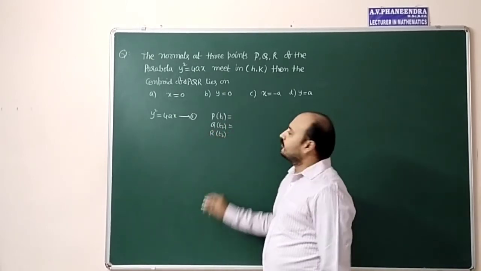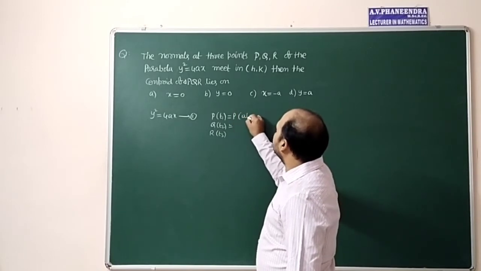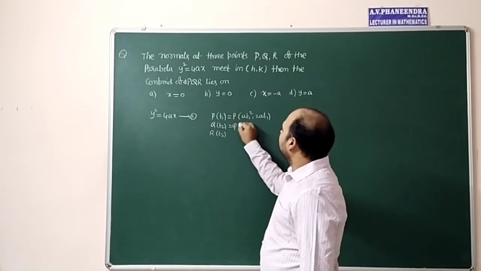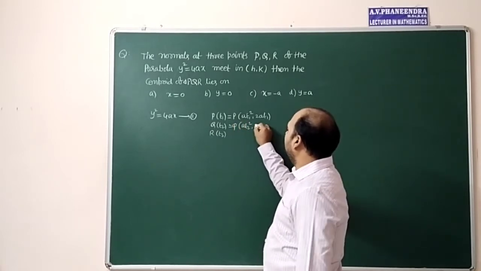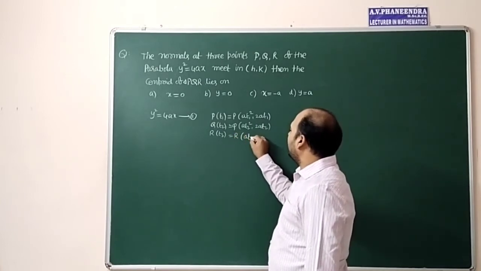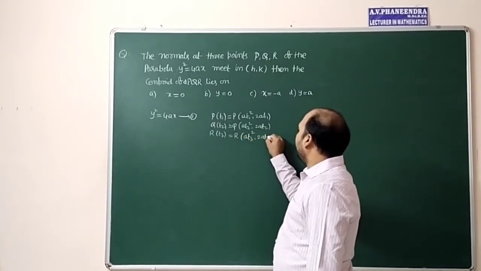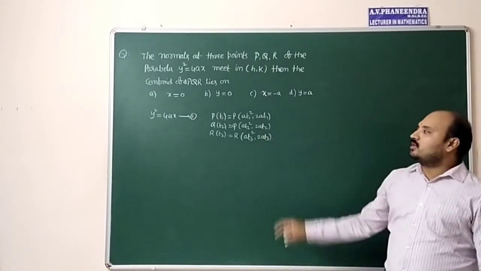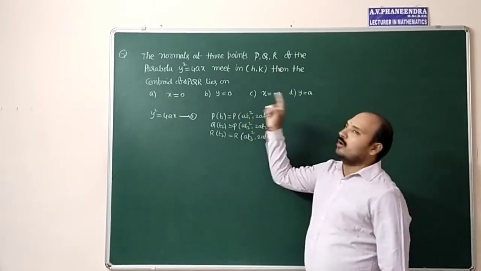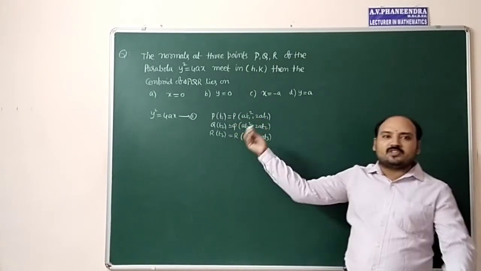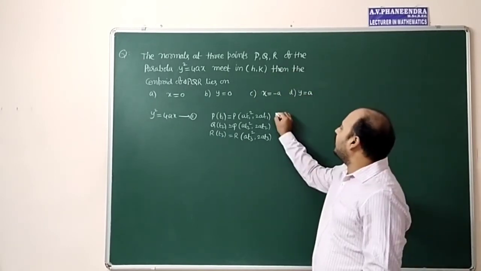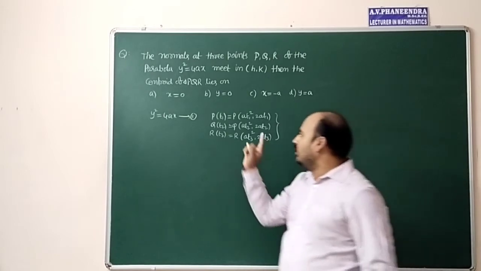That means P of at1 square comma 2at1, Q of at2 square comma 2at2 and R of at3 square comma 2at3 are 3 points on the parabola. The normal equation is passing through these three, and they are intersecting at H comma k. First, the normal equation at a parametric point we can write. We can take only one point.